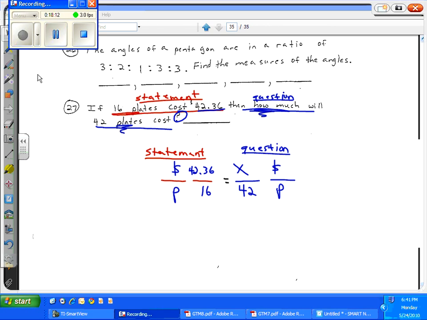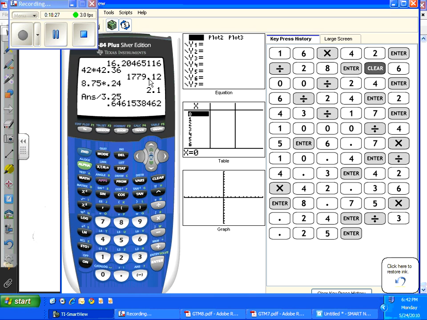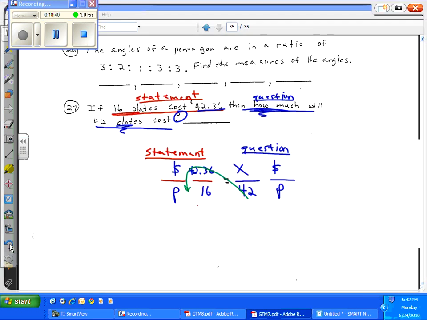To solve the proportion again, we cross multiply. We're going to have 42 times 42.36. We're going to go ahead and let the graphing calculator help us on this one. 42 times 42.36 is 1,779.12. See it right there? 42 times 42.36, 1779.12. It's equal to 16 times x, which is 16x.